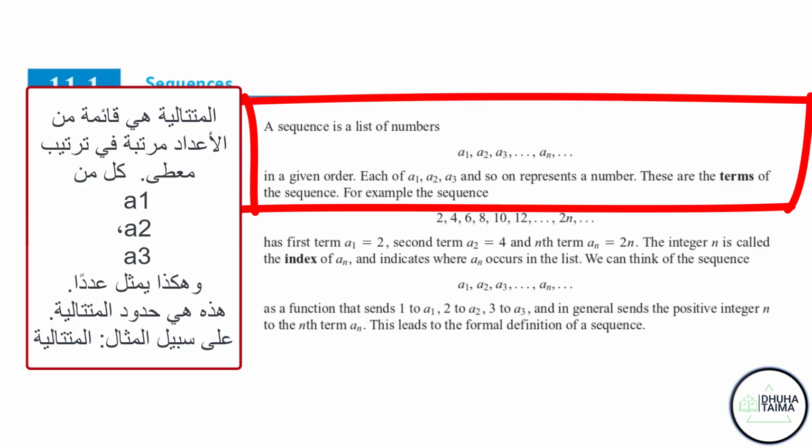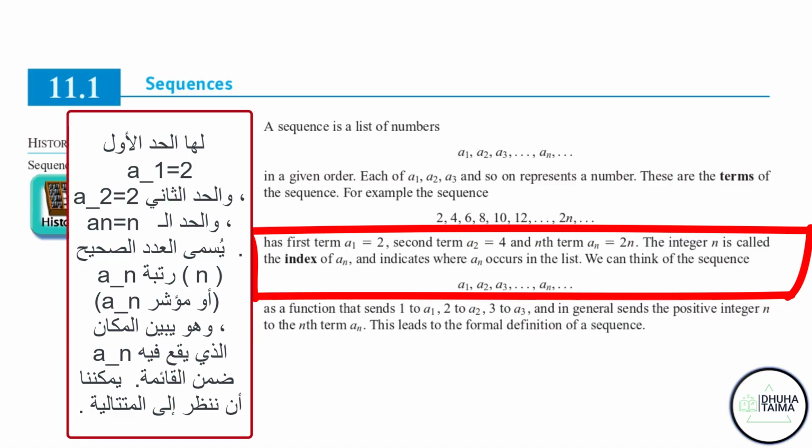A sequence is a list of numbers in a given order. Each of a1, a2, and an represents a number. These are the terms of the sequence. For example, the sequence a1, a2, a3, a4, and an has first term, second term, and nth term. The integer n is called the index of an and indicates where an occurs in the list.